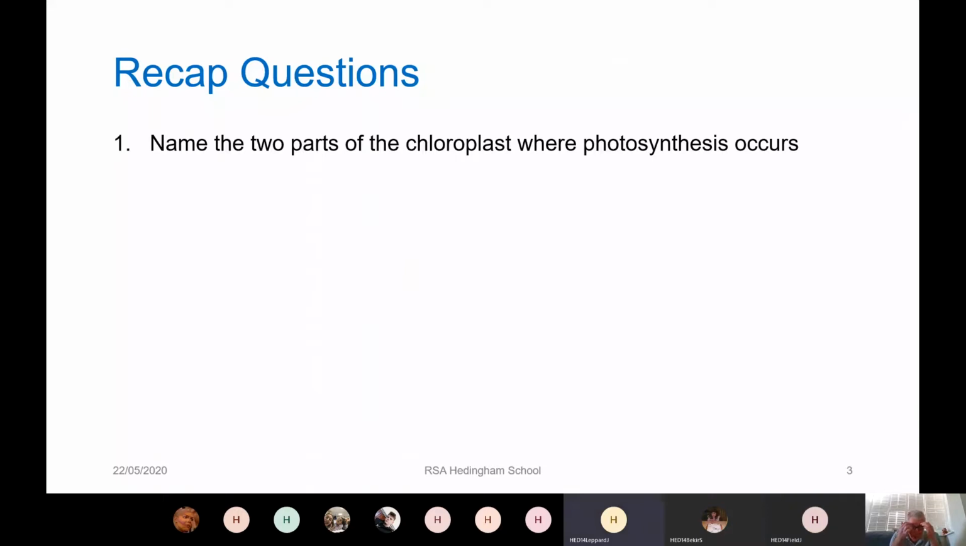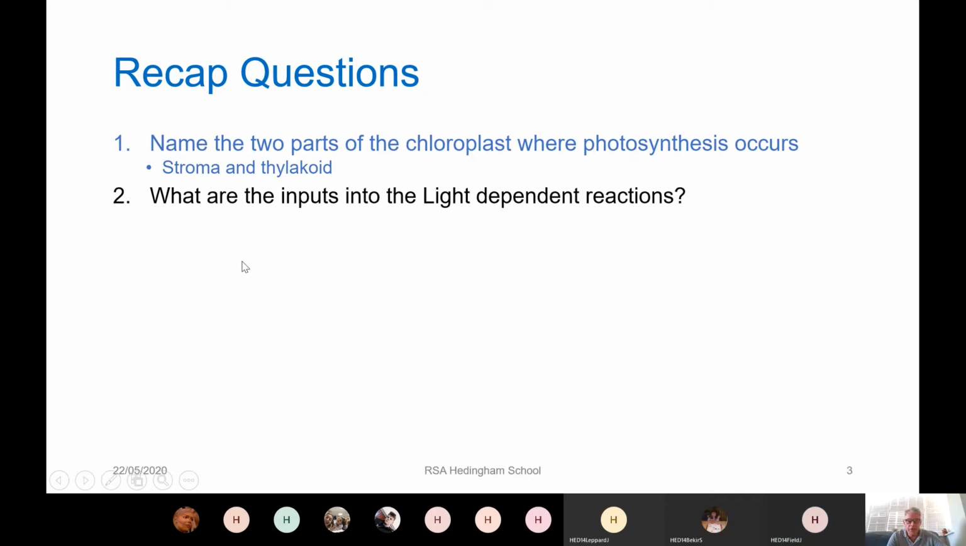So can somebody shout out the two parts of the chloroplast? Stroma, good. Membrane. Yeah, good. So the stroma and the thylakoid. Okay. Next one. Can you think of everything? I think there's 5 things that go into it. What goes into the light-dependent reactions?